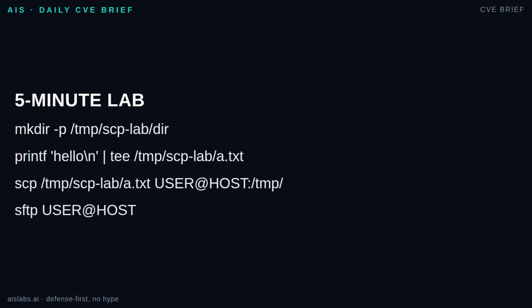Next, reverse the direction. Copy user@host:/tmp/a.txt back into a different local directory. Finally, create a local directory with two files and repeat the upload using scp -r. Five minutes, and the direction syntax will stick.